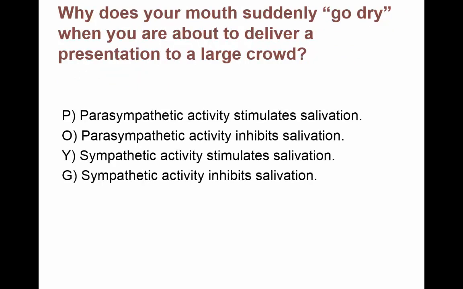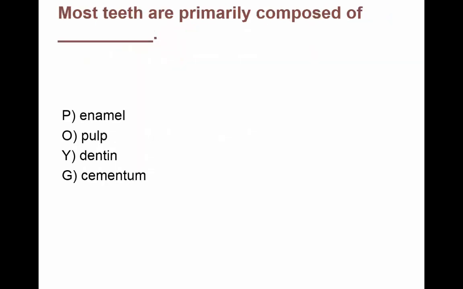Why does your mouth suddenly go dry when you're about to deliver a presentation to a large crowd? It is the green. It's your sympathetic activity. So when you're under stress, it inhibits salivation. Most teeth are primarily composed of what? It is dentin. Dentin is the biggest part of the teeth.